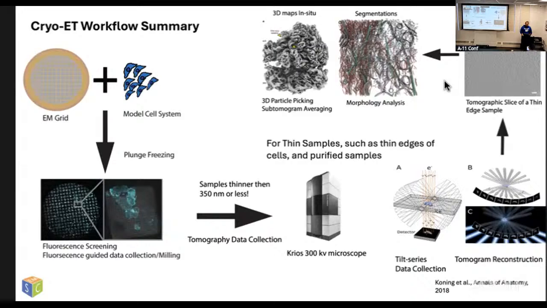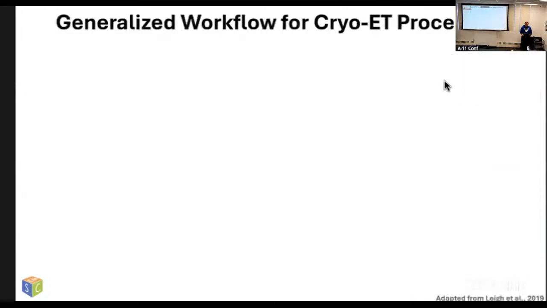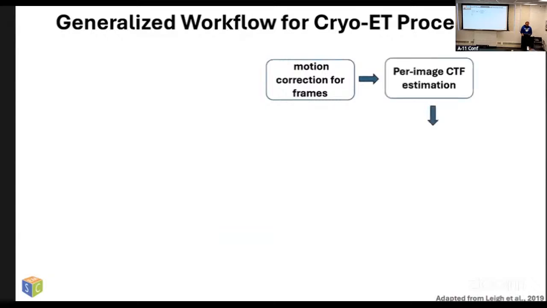And that's usually involving subtomogram averaging and segmentation pipelines. So once you get a tomogram, that's where a lot of the work and a lot of time comes in: figuring out how to analyze the data and what kind of workflow you want to use for your biological question. So this is kind of a workflow for it. You collect your data set, and then you have a set of frames for each tilt.